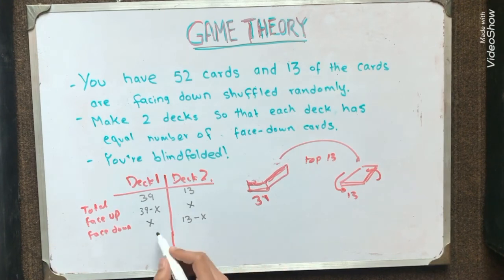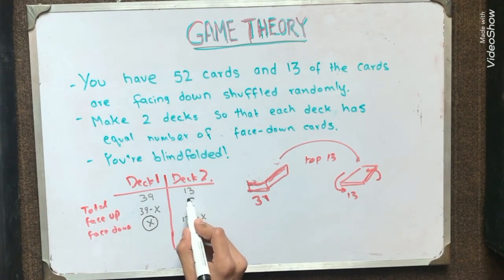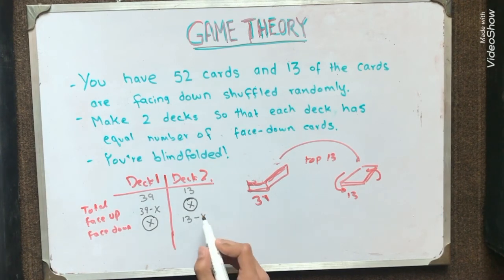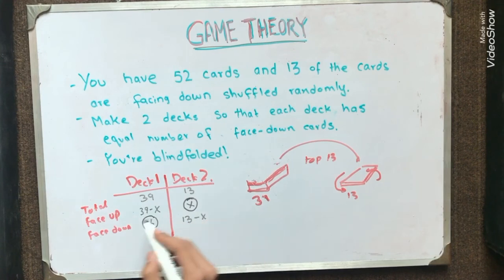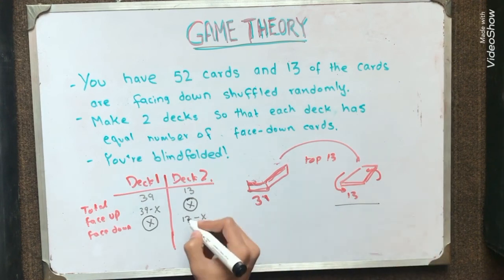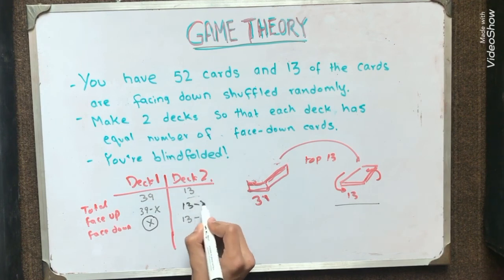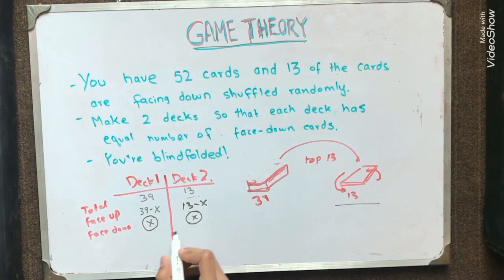So you can see that the total number of face down cards in deck 1 is equal to the total number of face up cards in deck 2, right? So how do we convert the face up cards into face down cards? By just flipping them. That's what we did here. We just flipped the cards. When you flip them, you're going to have 13 minus X face up cards and X face down cards, and that's how you end up having an equal number of face down cards in both of the decks.